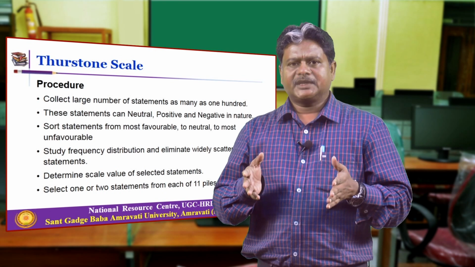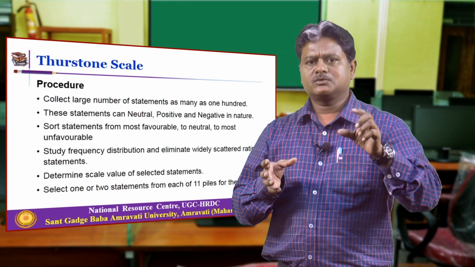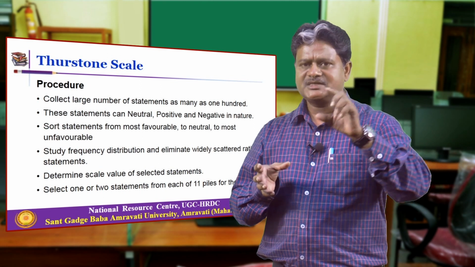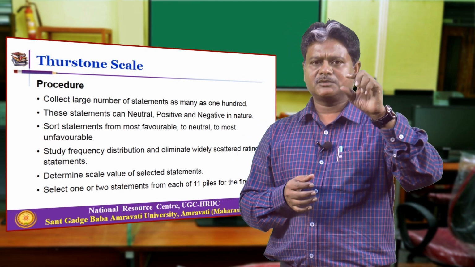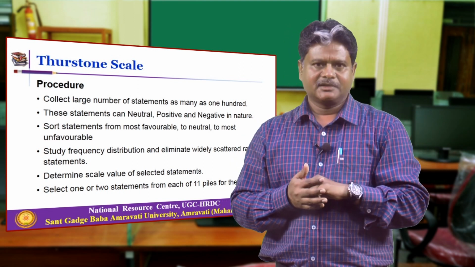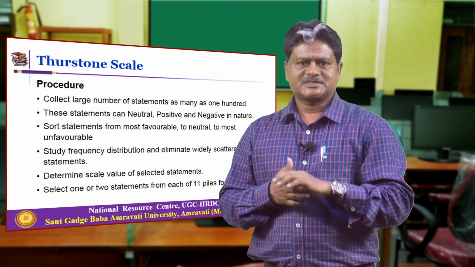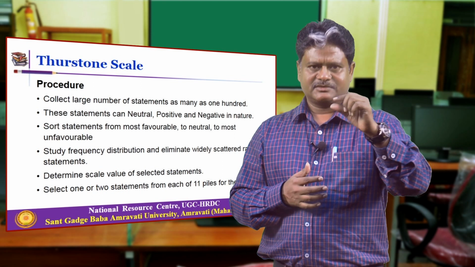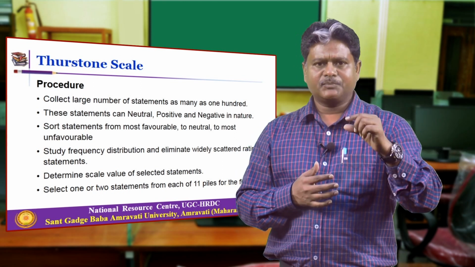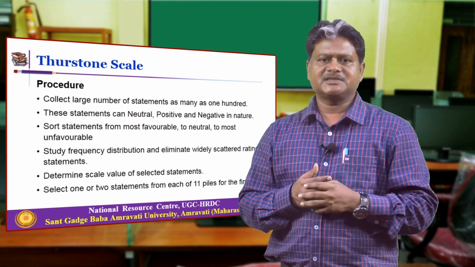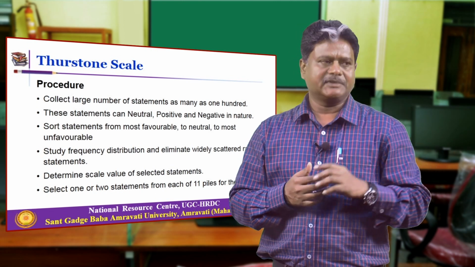Now out of these 50 statements, we will select one or two statements for each of these 11 piles. As I told you, pile 1 is for the most unfavorable statement, pile 11 is for the most favorable statement, and pile 6, which is the midpoint, is for the neutral statement. Depending upon the nature of the statements, we take one or two statements for each of these 11 points.